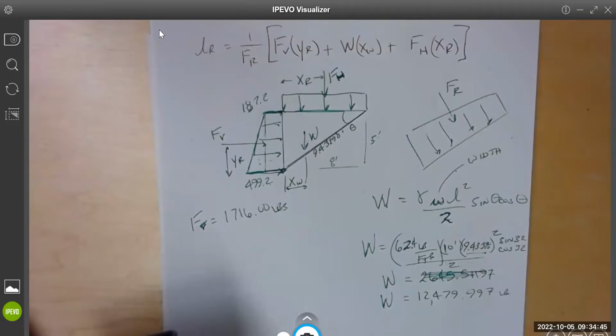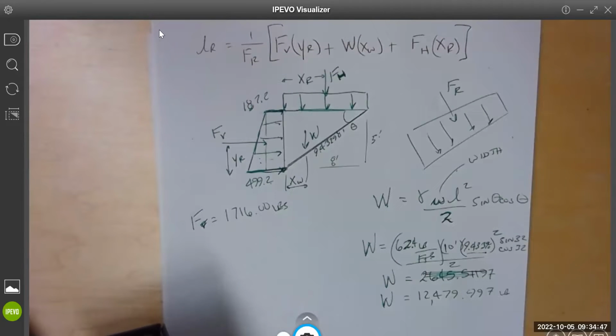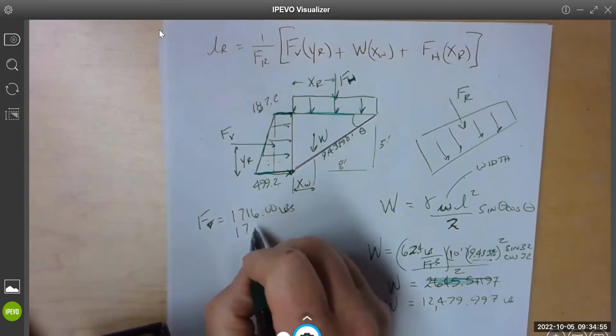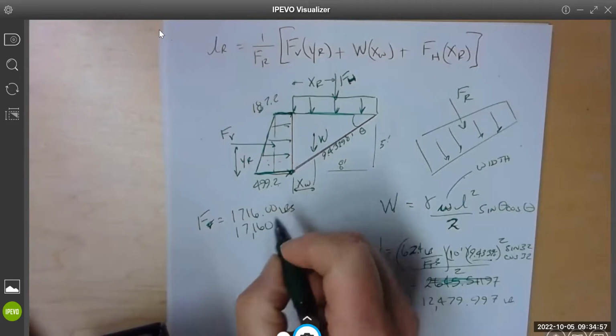For the rectangle, 936. For the triangle, I got 9,360. You multiply by 10 already? Yeah, so I haven't done that yet. Oh, yeah, and I didn't do that here. This needs to be multiplied by 10. So it's going to be 17,160.